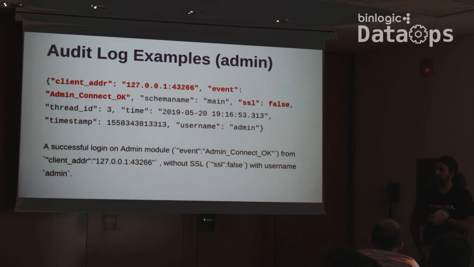This is instead a successful connection. So you can see the event is now admin connect OK. And this is the main difference: the schema name is there. That's it, the only difference compared to the previous example.